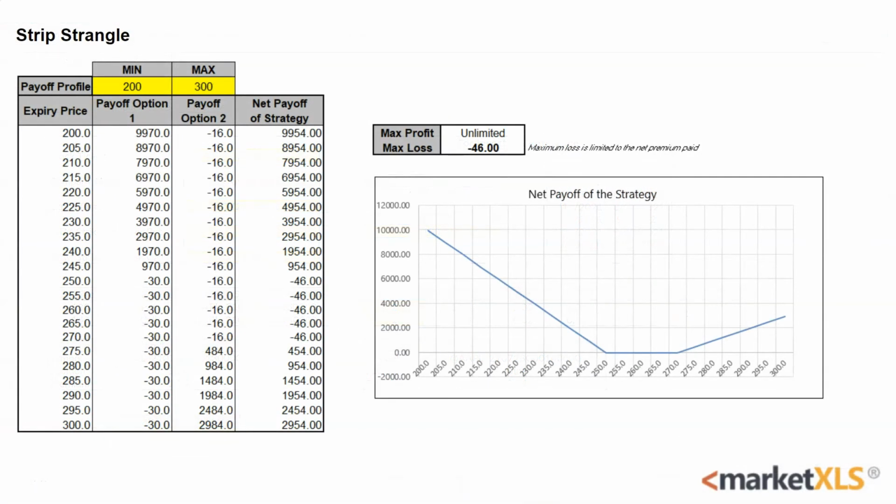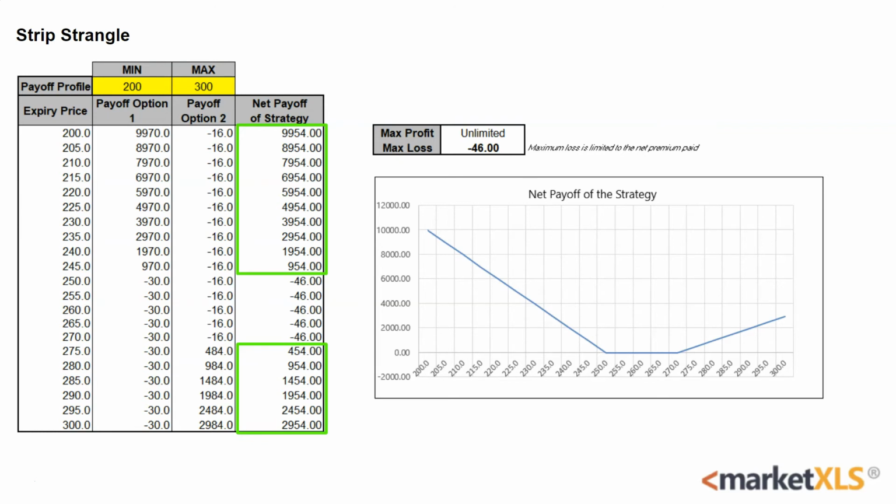A payoff schedule and a payoff diagram are available in the template too. They can be used to analyze the maximum gain, loss, and break-even. Maximum profit for the strip strangle is unlimited and is attained when the underlying stock price makes a strong move, either upwards or downwards at expiration, with greater gains to be made with a downward move, as shown by the green boxes.